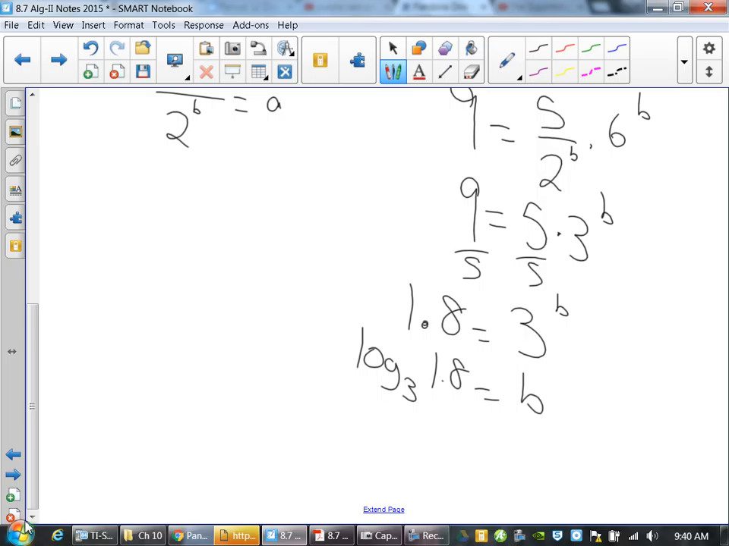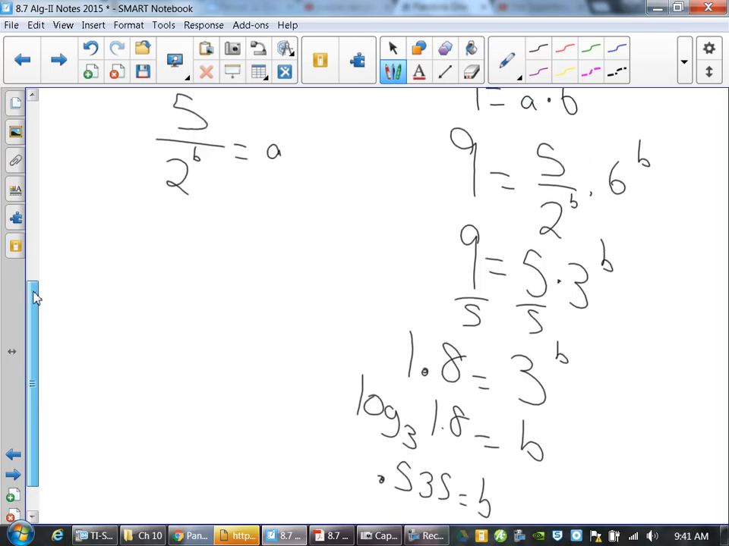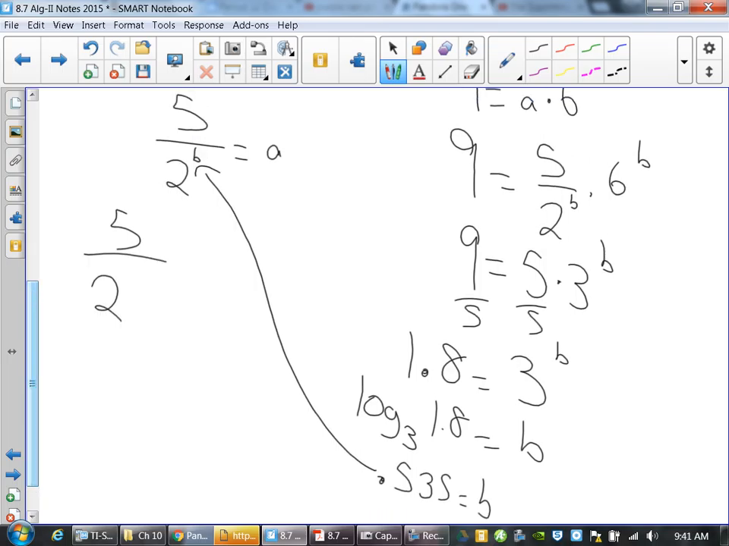Some number. 0.535. So 0.535 is B, which means to find A, we have to go 5 divided by 2 to the 0.535. That's 4.67, which gives me a function of y equals 4.67 x to the 0.535.